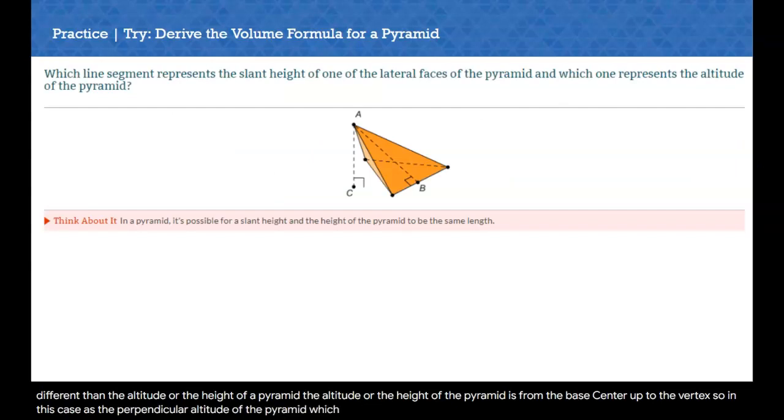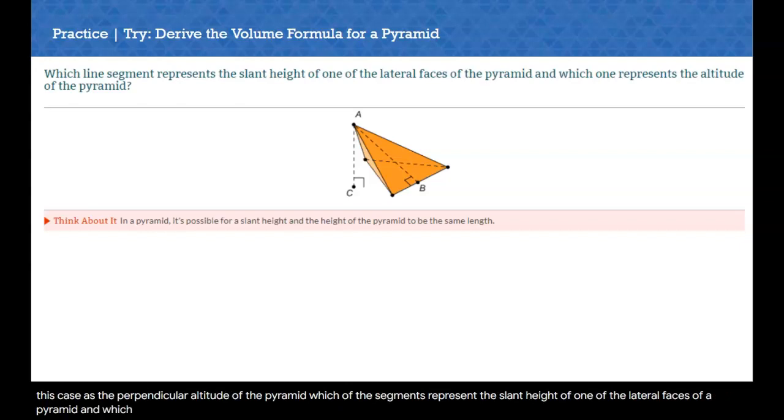Which of the segments represent the slant height of one of the lateral faces of a pyramid? And which one represents the altitude of the pyramid? Pause the video and see if you can guess.